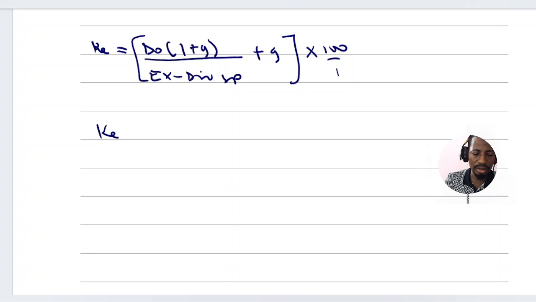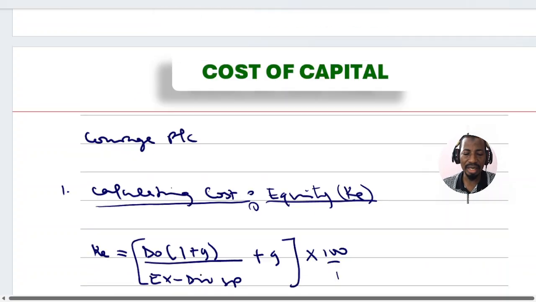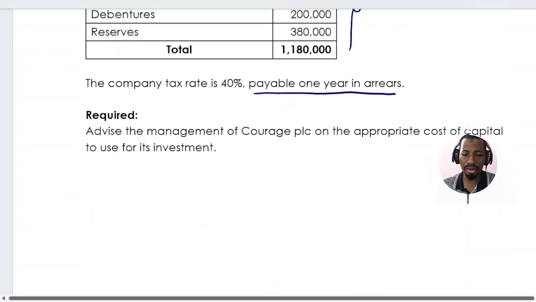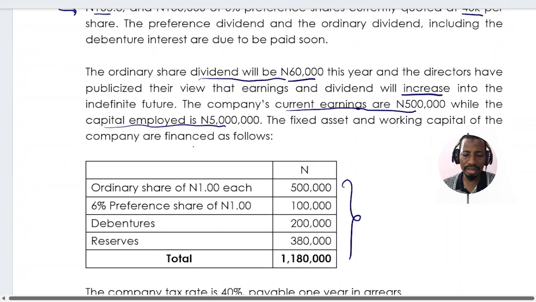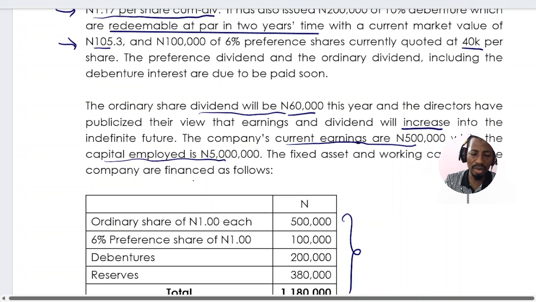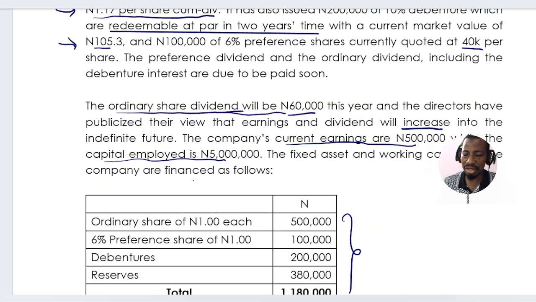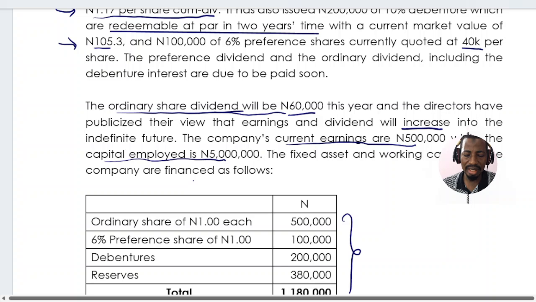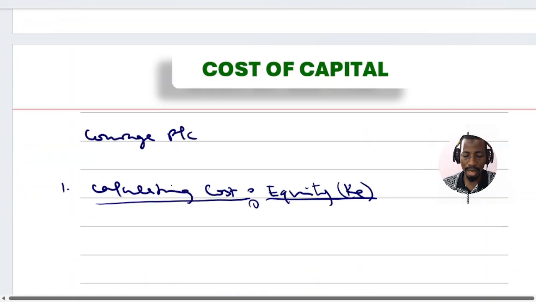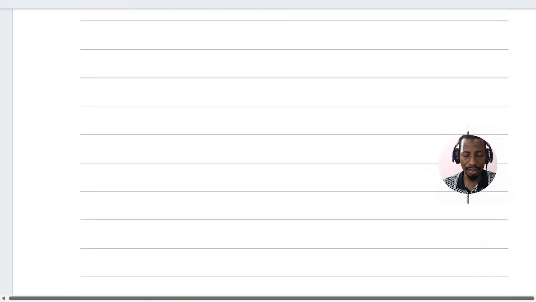Therefore, I would then say cost of equity equals, what is my current dividend? We need to go back to the question. The current dividend, go and check where you have information on dividend. We are told that the ordinary share dividend will be 60,000 naira this year. 60,000 naira is the value of the dividend. So I need to go and do workings for my dividend per share.